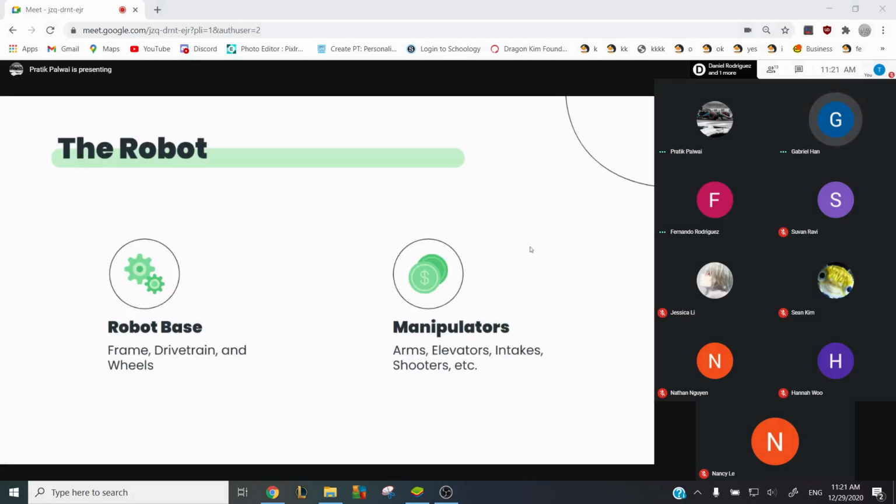All right, so now we're going to go more into the robot. So we split it up into 2 different parts. So you have your robot base, which is the frame, drivetrain, and wheels. And then you have your manipulators, which is basically scoring points for you. It's your arms, elevators, intakes, shooters, whatever you have.